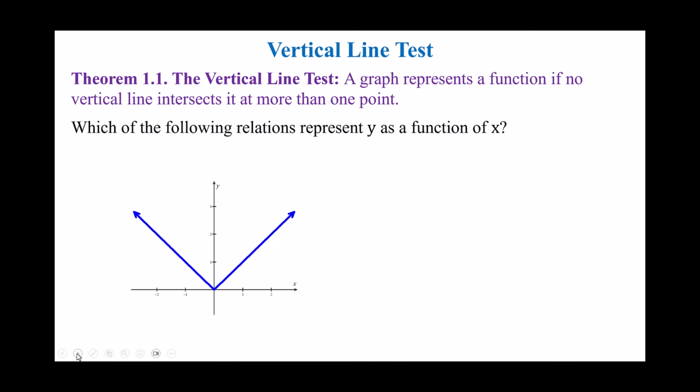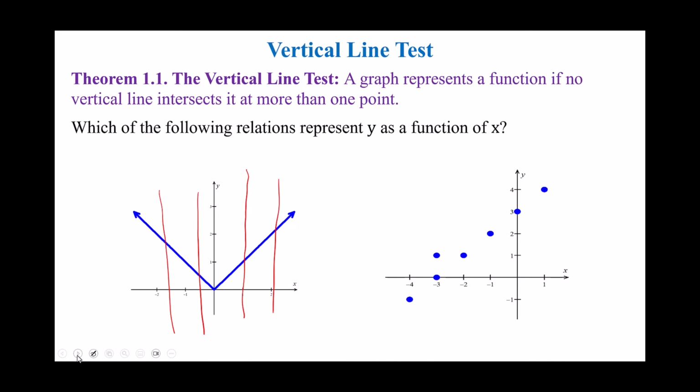This is the absolute value function. If I look at this, I know it is a function because I could draw any vertical line, and any vertical line I choose to draw will only hit the graph in one spot. So yes, this is a function by the vertical line test.